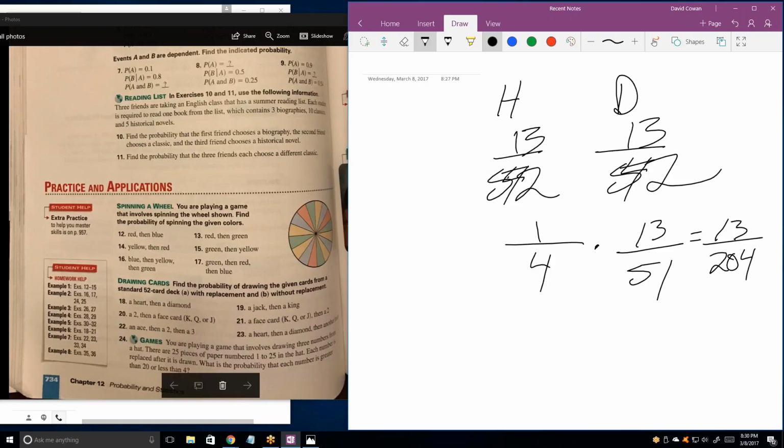You see why? In other words, by not replacing the card, I'm not dealing with a 52 card deck anymore. I pulled out a heart, so I now only have 51 cards. So it's 13 over 51, the odds of getting a diamond. That's how you do these without replacement.